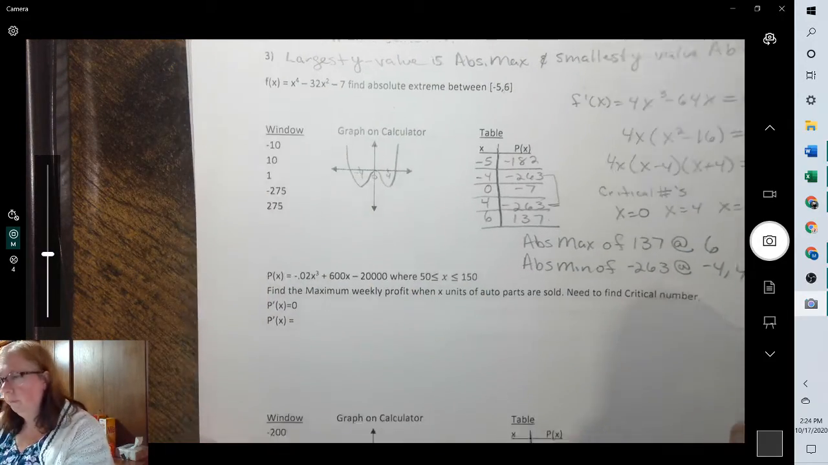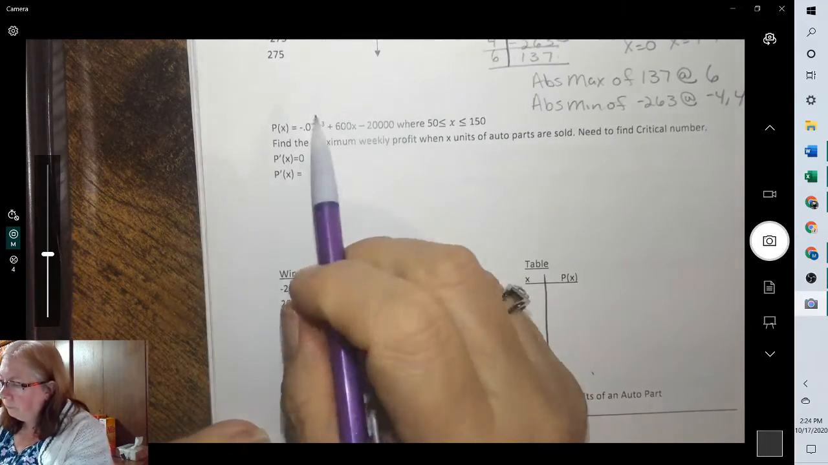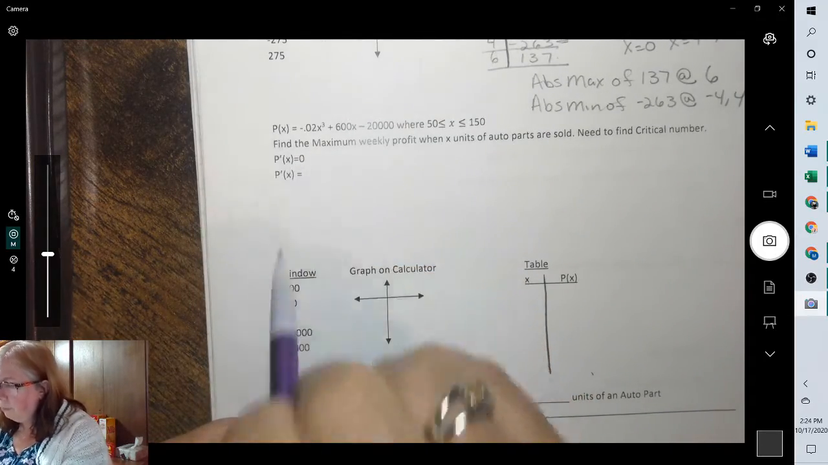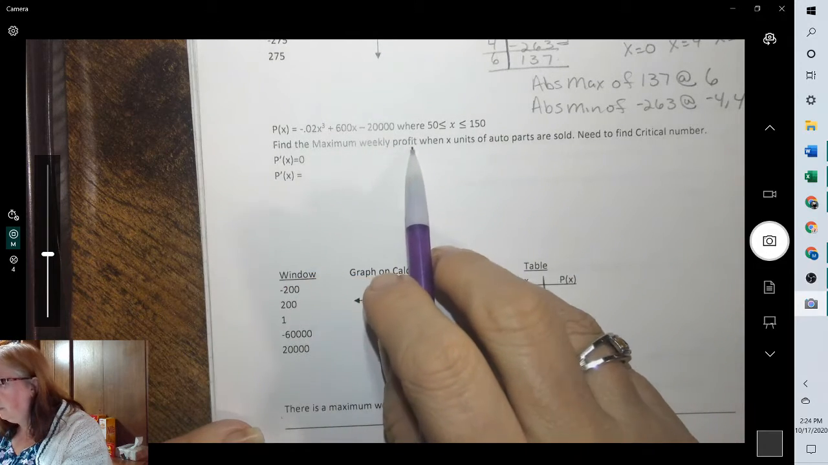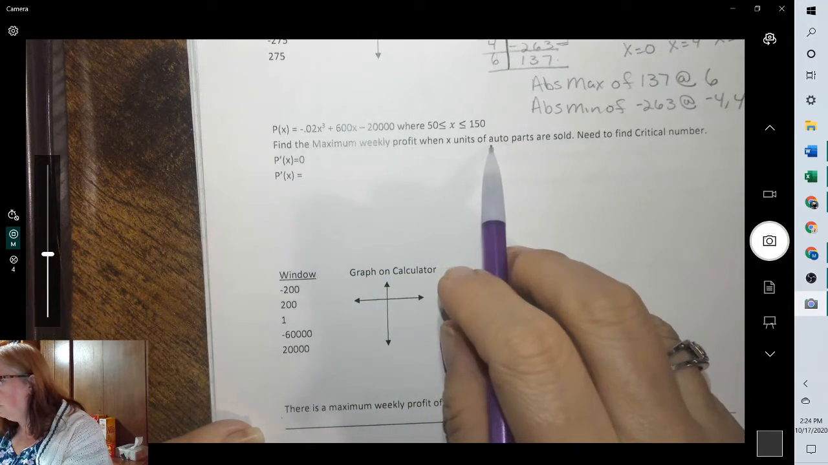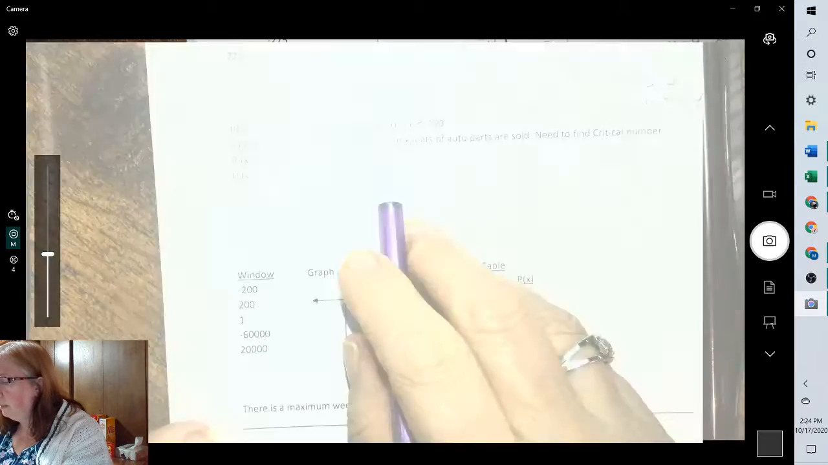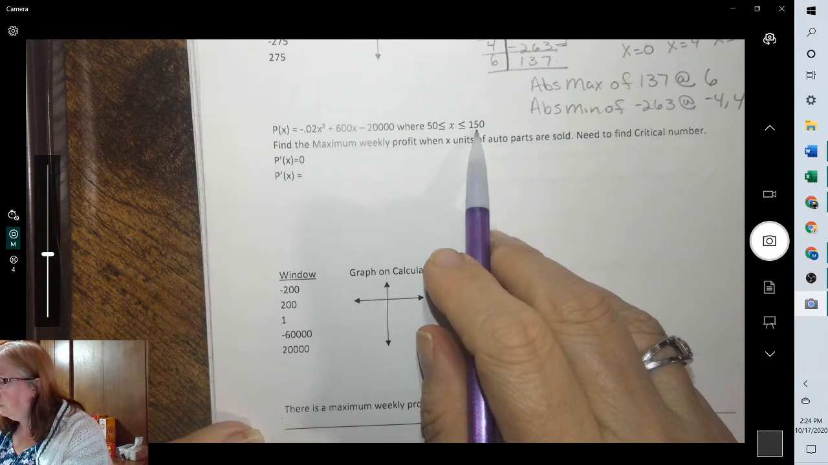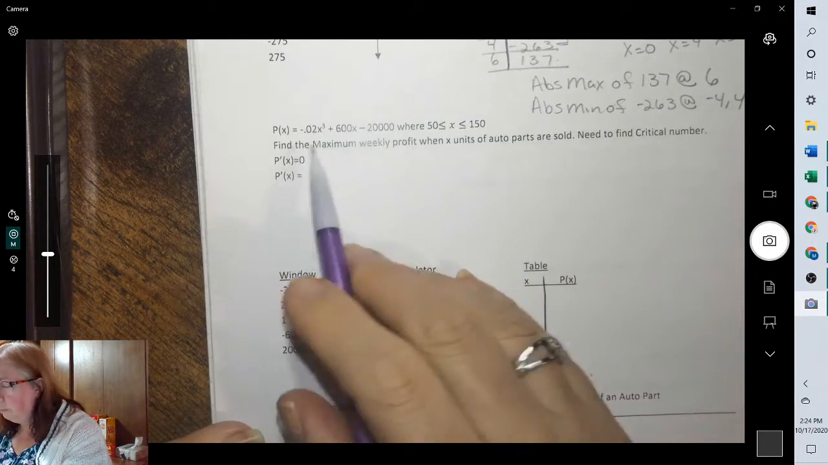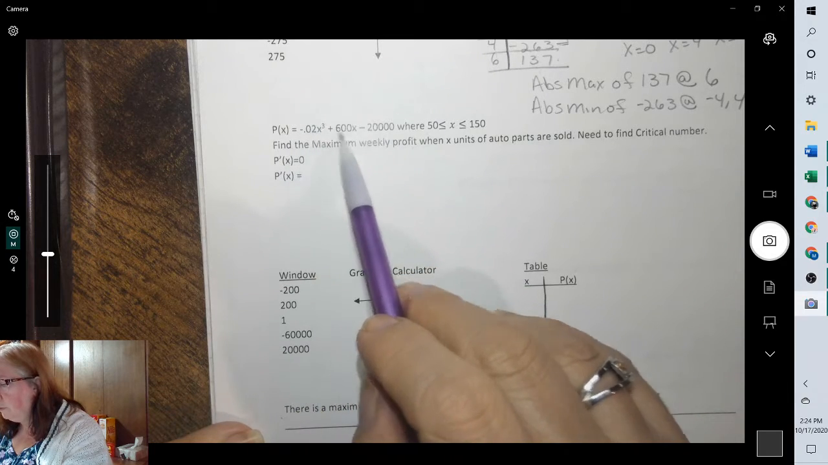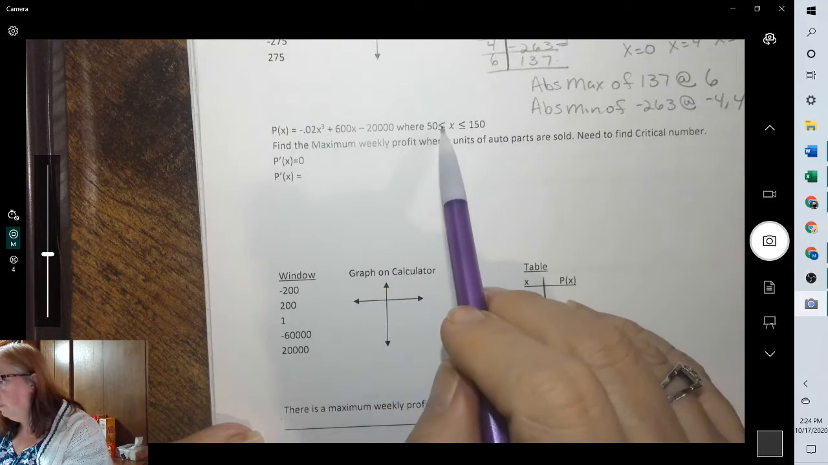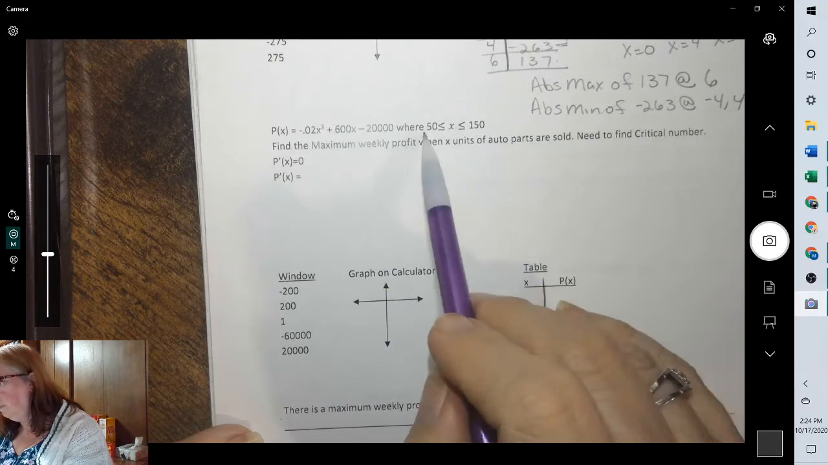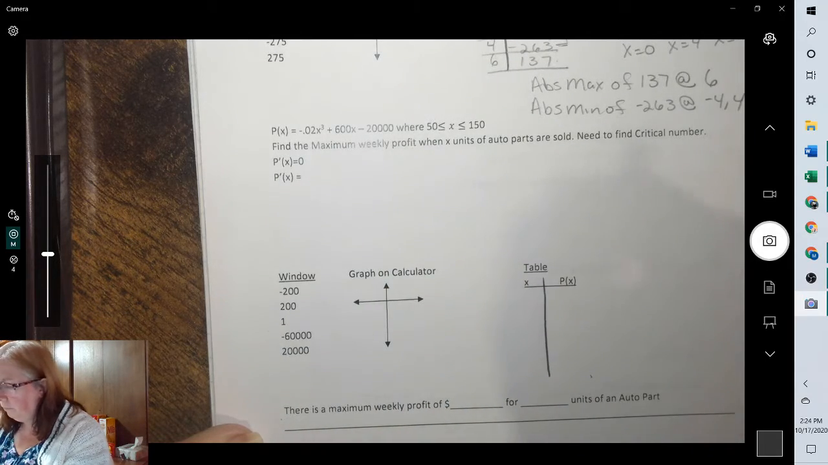Let's try another one. So here we have P of x, and we want to find the maximum weekly profit when x units of auto parts are sold, and x has to be between 50 and 150. We need to find the critical numbers. So the first thing we need to do is take the derivative and set it equal to 0. We want the critical numbers that are between 50 and 150.